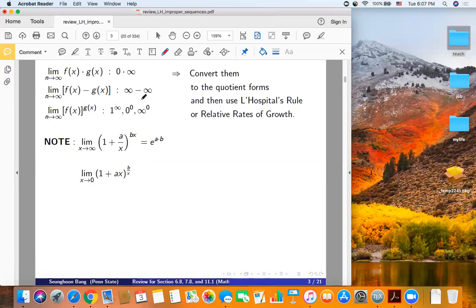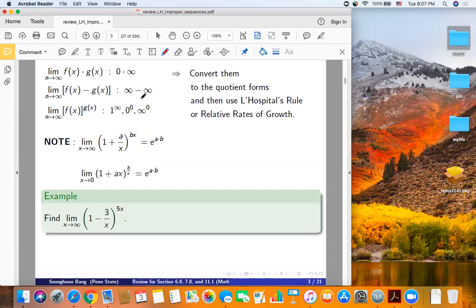So one more. Limit of (1 plus ax) to the b over x as x approaches 0 has the same answer, e to the a times b. This is like a question. So what is the answer? What do you think? Do you know the answer to this question? E to the negative 15? Is it right? Yes.